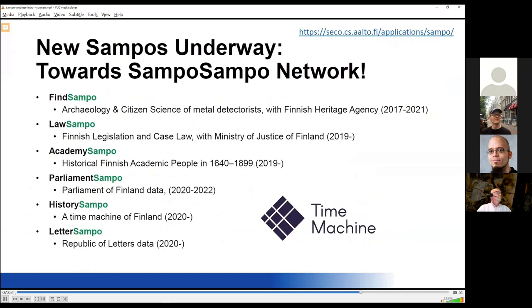For example, Find Sampo is a system targeted for archaeologists and citizen science metal detectorists using the collections of the Finnish Heritage Agency, including collaborations with the British Museum and the Pan-European Ariadne Plus project. Law Sampo publishes Finnish legislation and case law on the Semantic Web in collaboration with the Ministry of Justice. The Parliament Sampo system is being developed in collaboration with the Parliament of Finland. Our goal is to publish Finnish parliamentary discussions and related data in an intelligent web service for researchers of political culture and the general public.